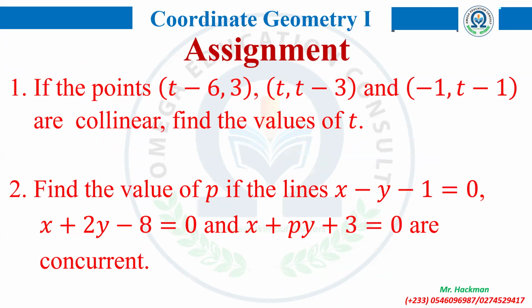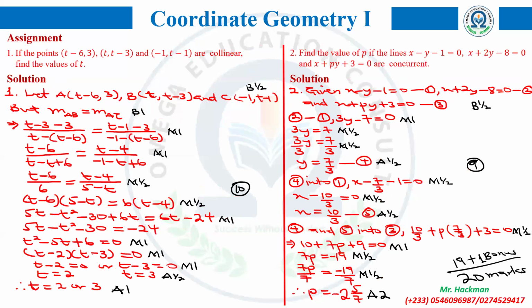Okay, so this was the second assignment. Quickly let's go and look at the solution. Forgive me. All right, so the first question of the second assignment: if the three points are collinear, find the values of t. So here you know the points are collinear. So it's not about taking a pair, finding the gradient, taking another pair of points, finding the gradient and comparing. With this one, you know automatically the gradient must be equal because they are concurrent. Sorry, did I say concurrent? Lines are concurrent and points are collinear.